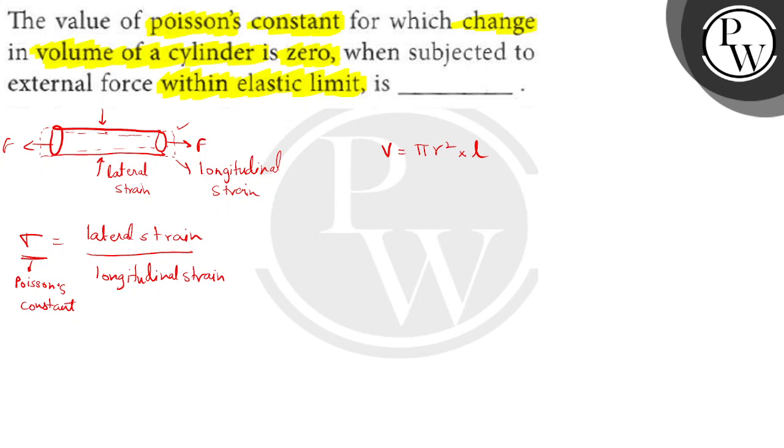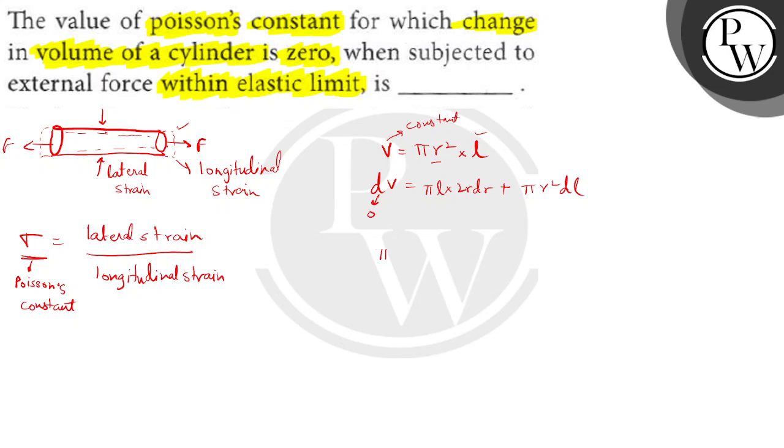Let's differentiate on both sides. So we have dV is equal to, first we'll differentiate on the basis of r. So we have pi L, constant, multiplied by 2r dr. Then we'll differentiate based on L. So we have pi r square, constant, multiplied by dL. Now since the change in volume is zero, so volume is constant. So dV is going to be equal to zero.